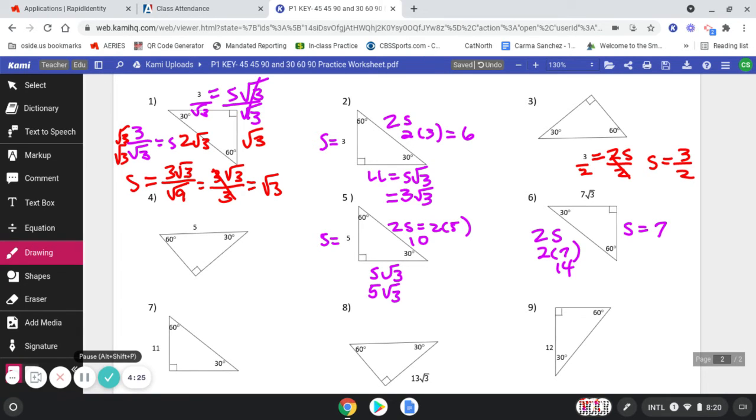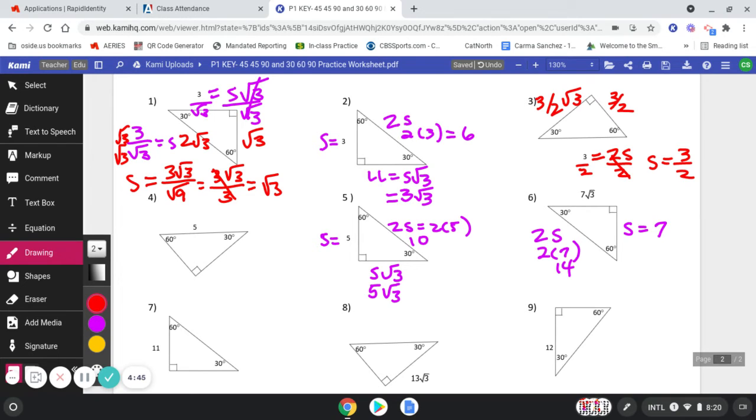So across from the 30 is my side length of 3 halves for my short leg. Now what's the relationship of the long leg? The long leg is the side length root 3. So we just take that 3 halves and put that in front of root 3. How'd you do?